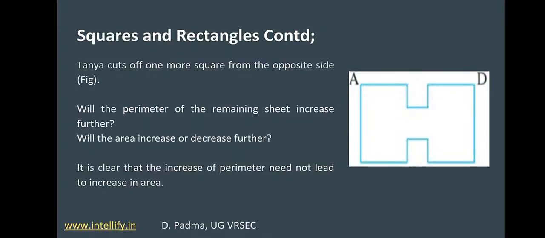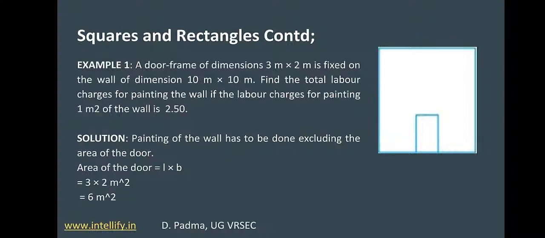So it is clear that an increase of perimeter need not lead to an increase in area. It means that if the perimeter increases, the area need not increase. So let us see another example.